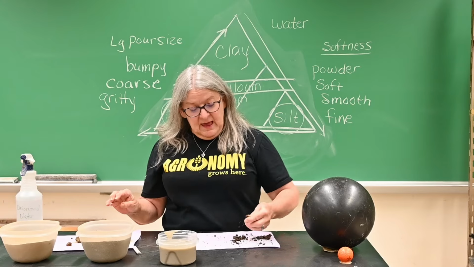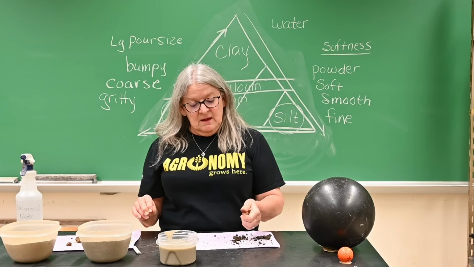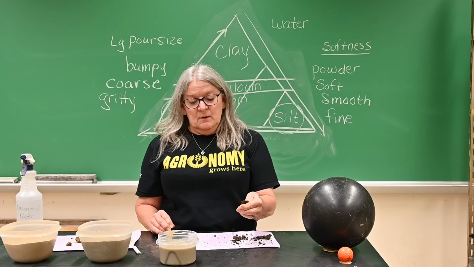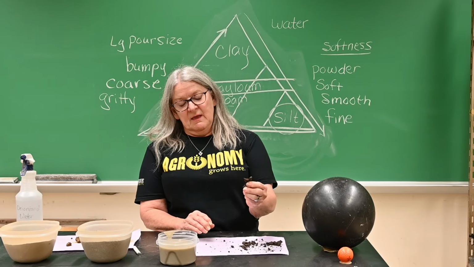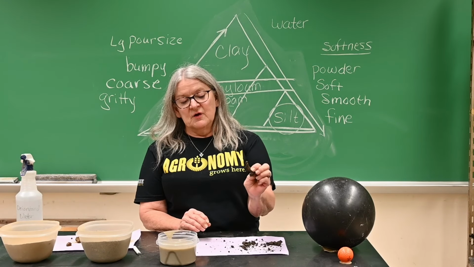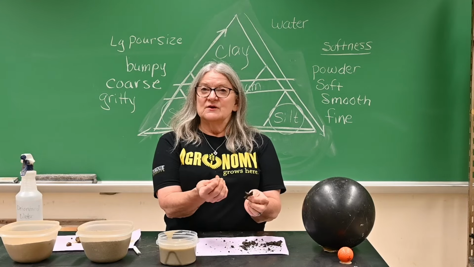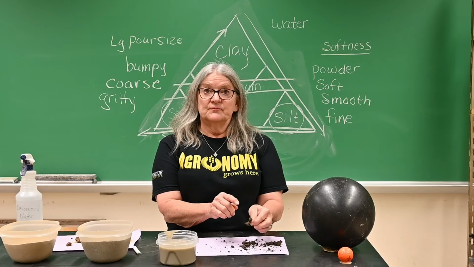And then I have my surface horizon, and I'm working on my ribbon. I can get it to form a ribbon, but it's falling off a lot. And so I have a loam, but it doesn't have that grit to it. And so this is a silt loam.